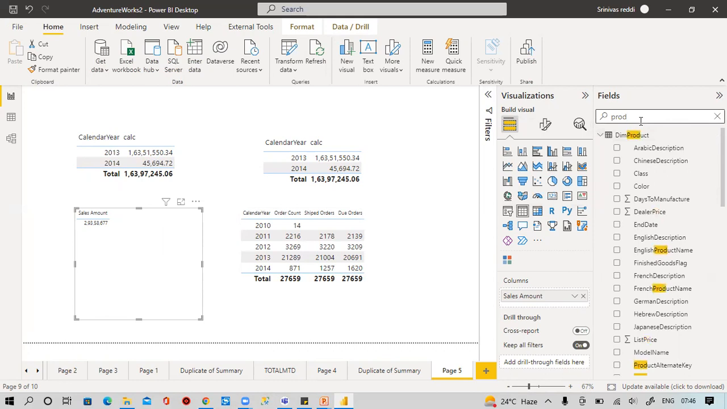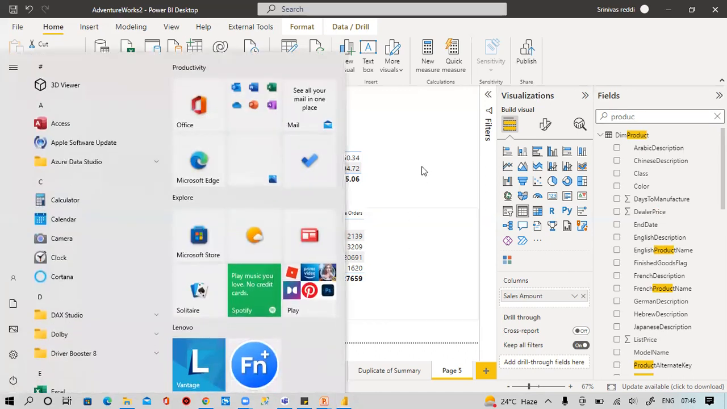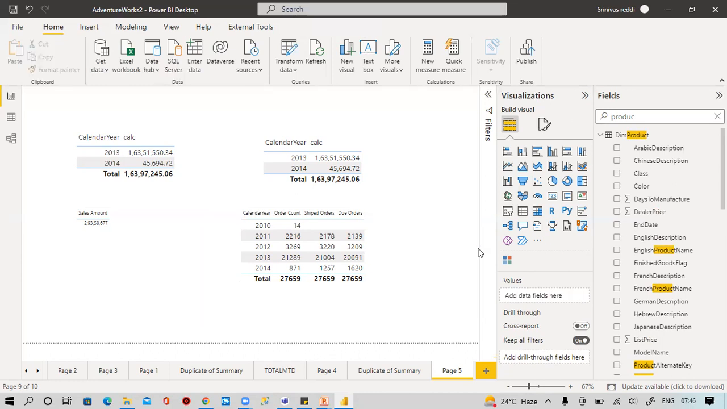Can you please maximize the screen? Okay, this is maximum. Okay, I didn't maximize the screen. I thought it was. One second. Okay, one second.